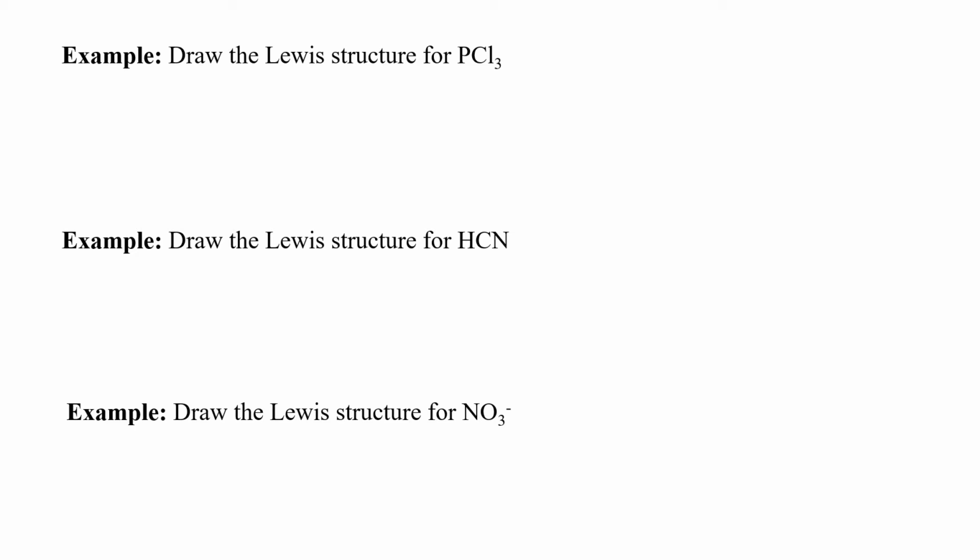Let's look at PCl3, our first example. Step 1, we're going to sum up the valence electrons. Phosphorus is in group 5. Chlorine is in group 7. There's 3 chlorines, so 3 times 7. So that's a grand total of 26 electrons. Think of this as the electrons in the bank. You can't spend any more than this. You can only use 26 electrons.